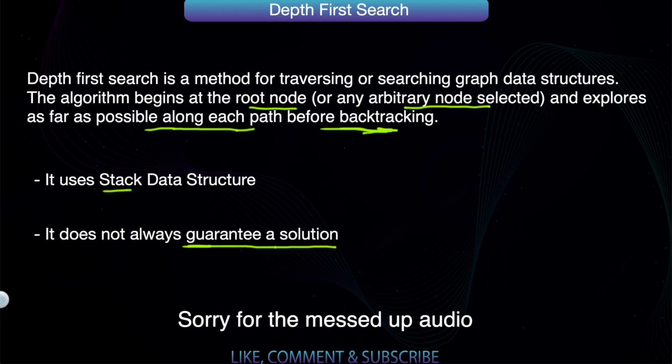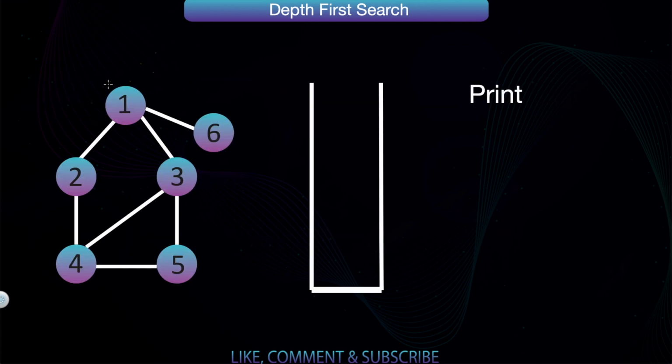Here we have taken a graph of 6 nodes and we are at the first node. We put it in the stack and we print it. Then we proceed to the next node, which is the second node, node 2, and we put it in the stack again. Then we print it. Then we proceed to the next node, which is 4. Again we put it in the stack and we print it.